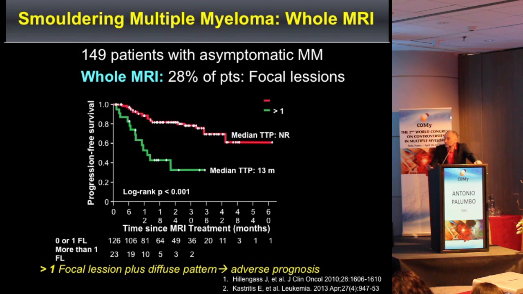You can see here, but once again, we are more or less in the same story. Here the time to progression is 13 months with more than one focal lesion, and here time to progression was not reached, but still you see that in both situations you have patients that might not evolve and someone that is anyway evolving despite the negative MRI.